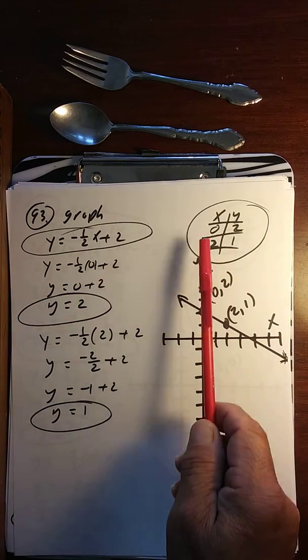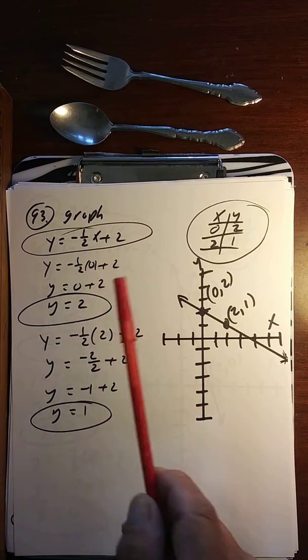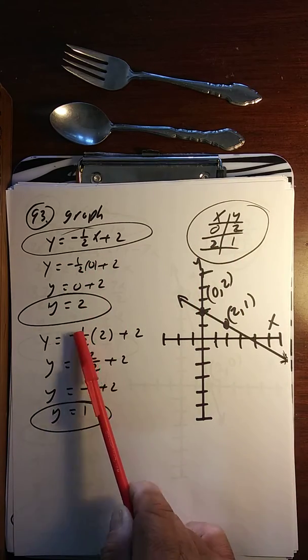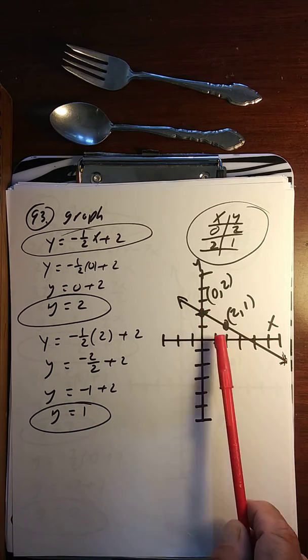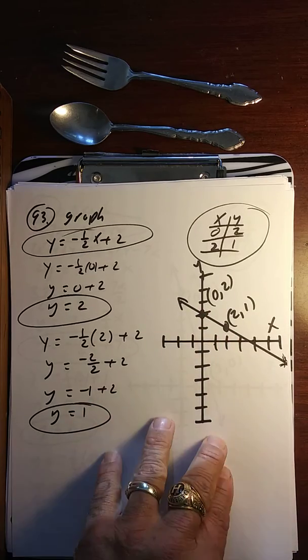Graph this. Put a 0 in there. 0 times that is 0 plus 2 is 2. Put a 2 in there. 2 over 2 is going to be negative 1 plus 2. That's going to be 1. So 0 and 2 and 2 and up 1 space. Connect the dots.